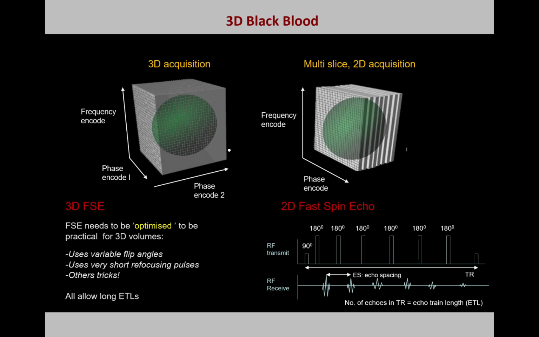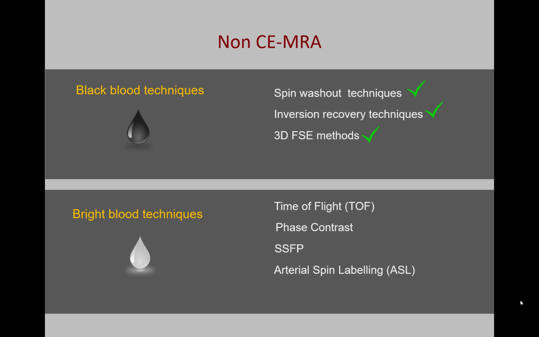Another element of optimized 3D fast spin echo is the use of very short echo spacing. So that means we can pack in longer echo train lengths, and other tricks like parallel imaging are also used to reduce the number of K-space lines that need to be collected. Okay, so that's our run through the 3 black blood techniques that we looked at: spin washout, inversion recovery approaches, and 3D fast spin echo.